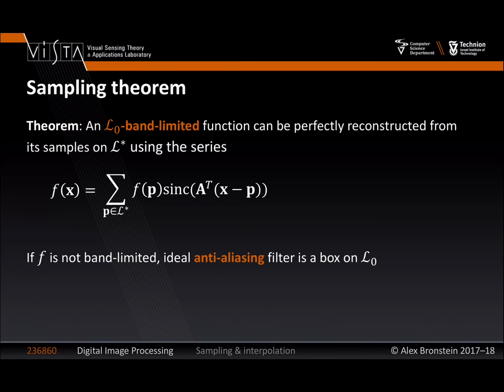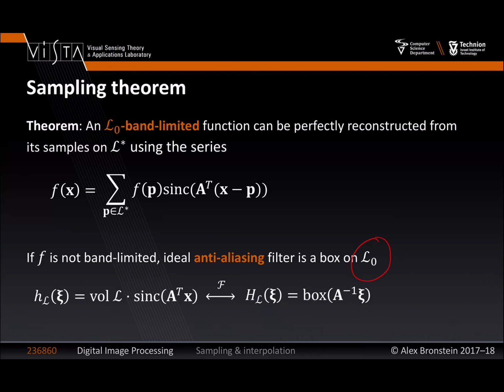Okay, so if F is not band limited, then we will do anti-aliasing, and the ideal anti-aliasing that we will have would be a box on L0, obviously, right? We'll just take the box and scale it by A inverse, to get the box supported on L0.